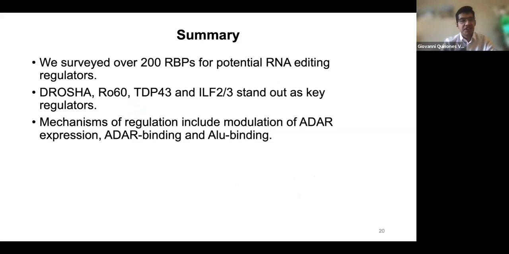So as a summary, we surveyed over 200 RBPs for potential RNA editing regulators. We highlight a number of RBPs and their mechanisms, such as DROSHA, Ro60, TDP43, ILF2 and 3. And we also highlight some mechanisms of regulation, including the modulation of ADAR expression, ADAR binding, and Alu binding.